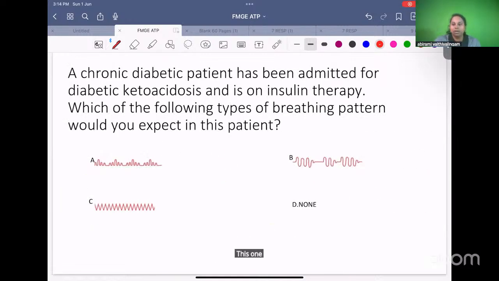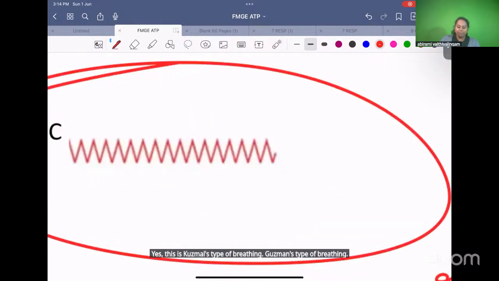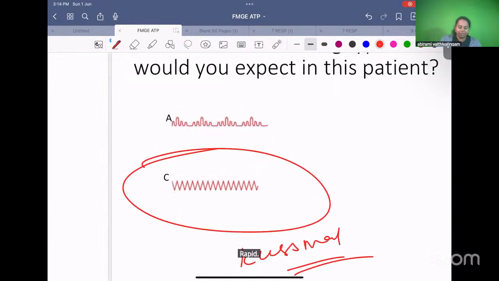This one. What is the answer? Diabetic ketoacidosis, DKA. Yes, this is Kussmaul's type of breathing. Kussmaul's type of breathing. Rapid, deep breathing. C. Very good, all of you for C.